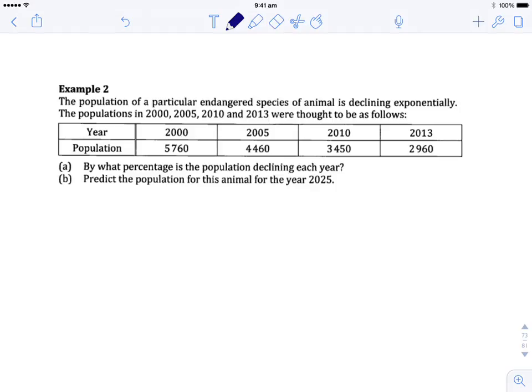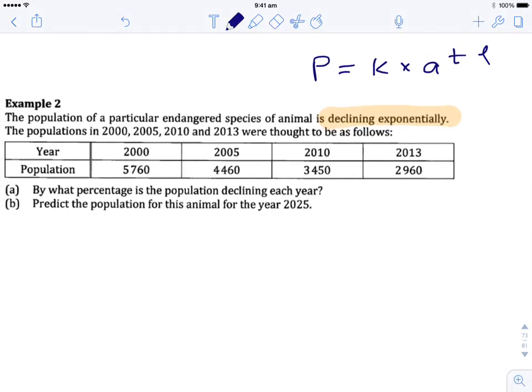In this one here, we've got the population of a particularly endangered species and it's declining exponentially. So as soon as you read that, declining exponentially, straight away I'm thinking that there's going to be some kind of model where the population is something, let's say k times a to the power of t, something like that. That's what I'm thinking, because we know for exponential functions we've got the variable in the power up here rather than in the base, so a is some number.